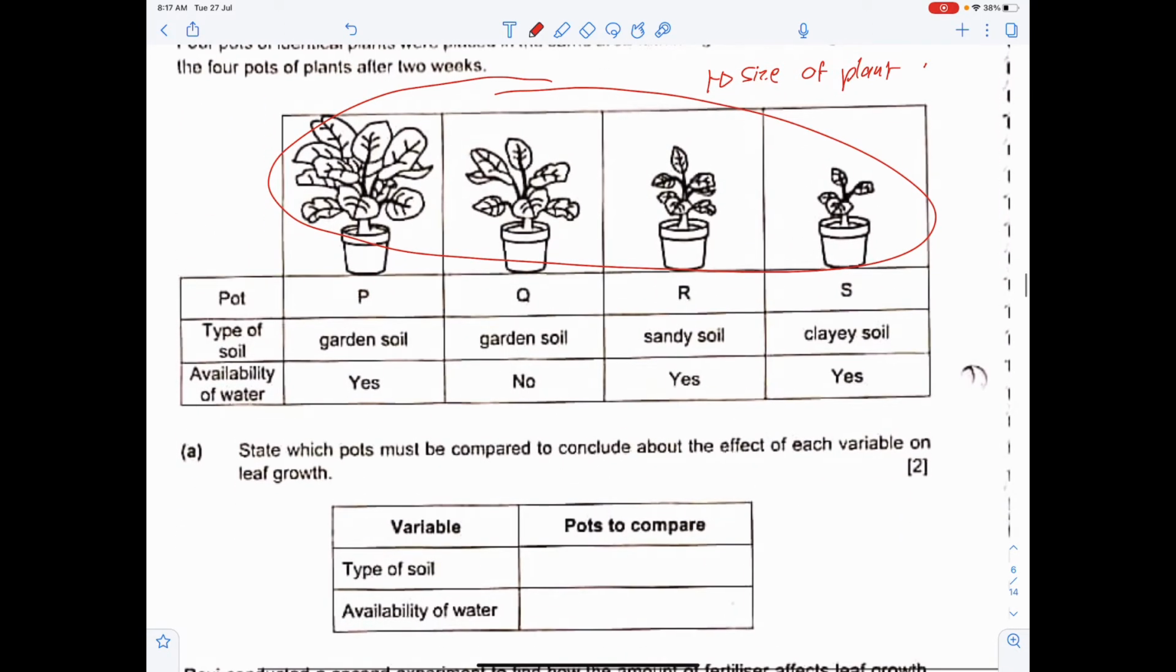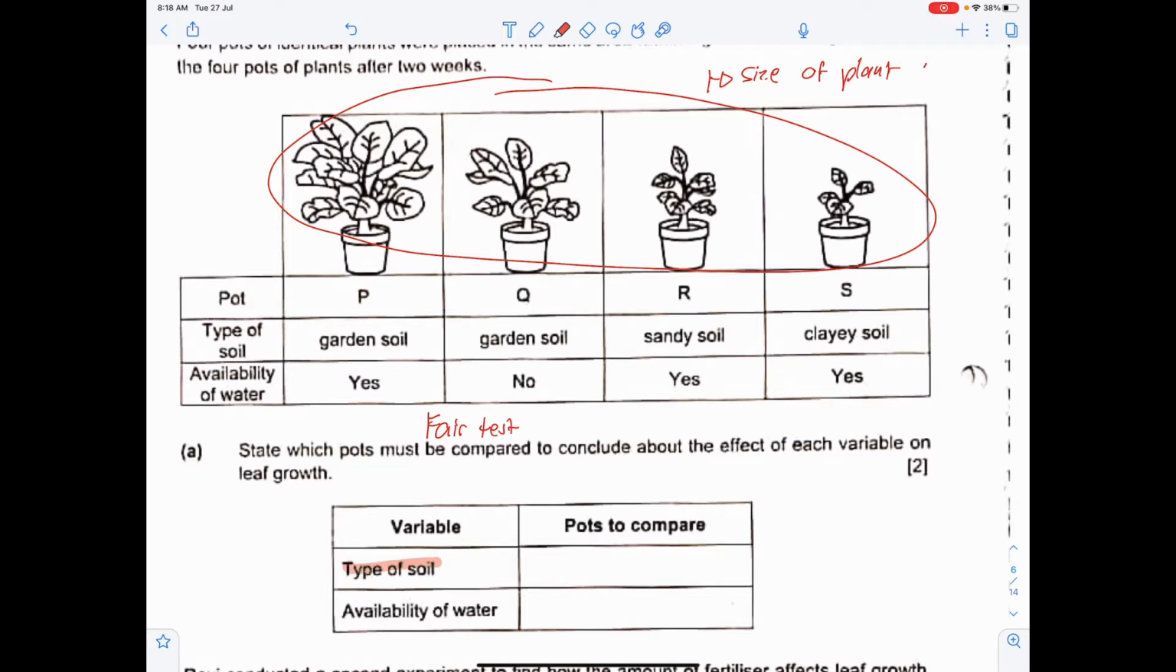Then they ask you, state which pots must be compared to conclude the effects of each variable on plant growth. So remember, this is actually talking about fair test. It's a fair test question when they ask you to always think about what should be compared with what. There should only be one change variable, and the rest needs to remain constant. And you have to identify what is the change variable. So the change variable for the first one in this case is type of soil.